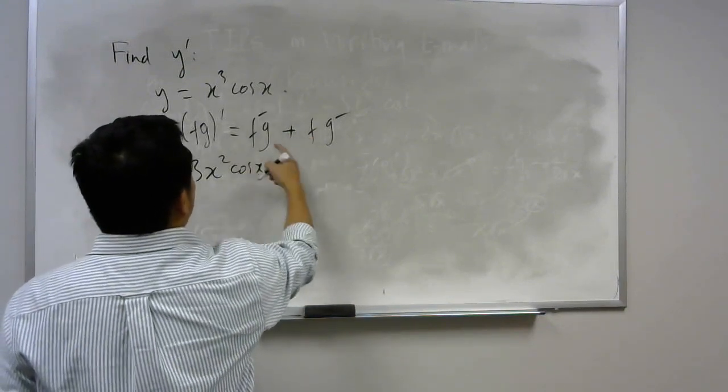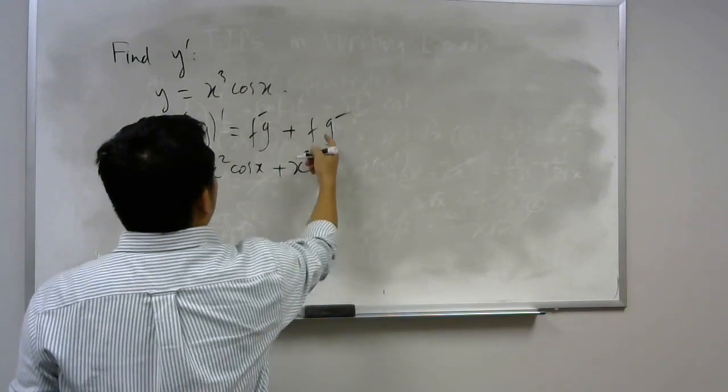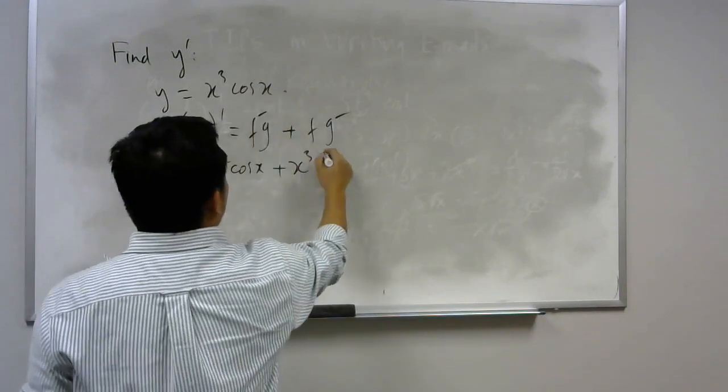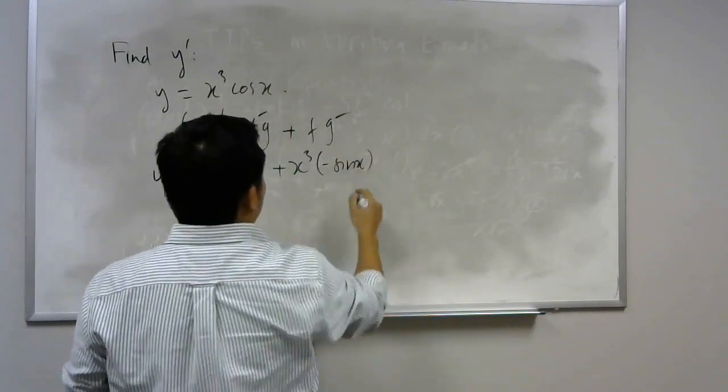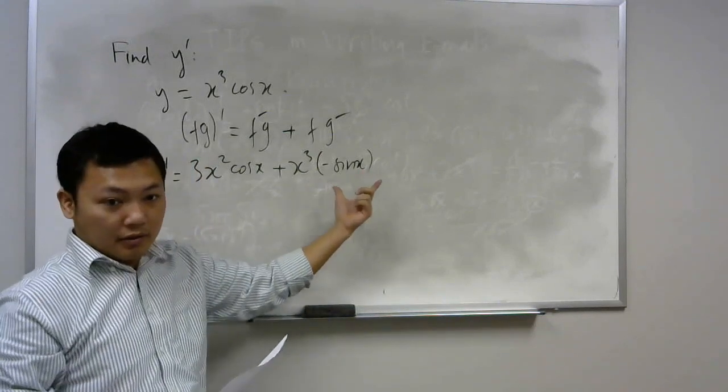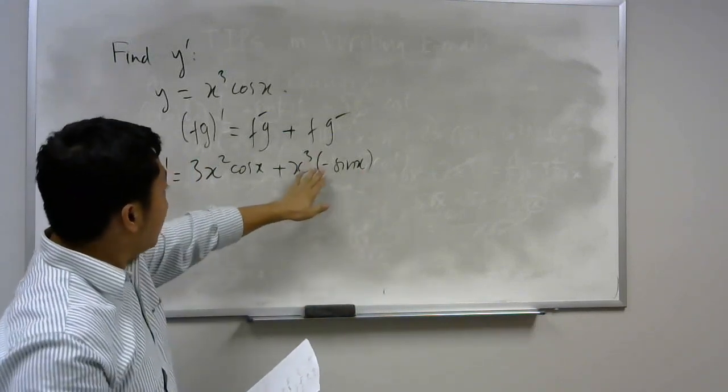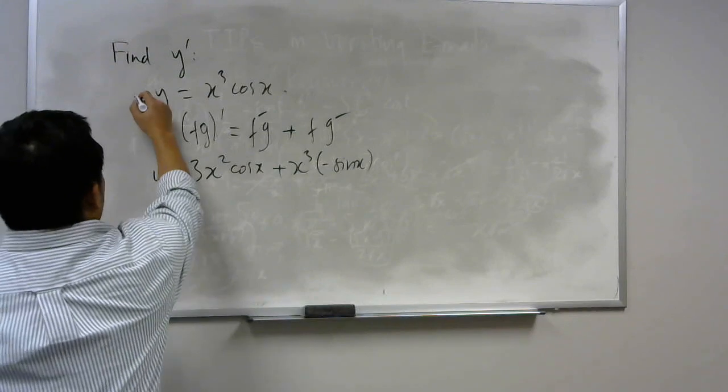Plus f, x cubed, times g prime. The derivative of cosine is negative sine. So I keep writing parentheses. Don't forget about that, otherwise you get it wrong. Okay, so that is the first question.